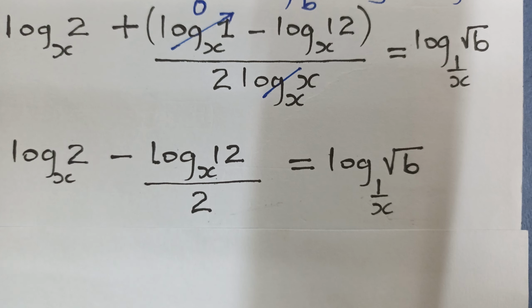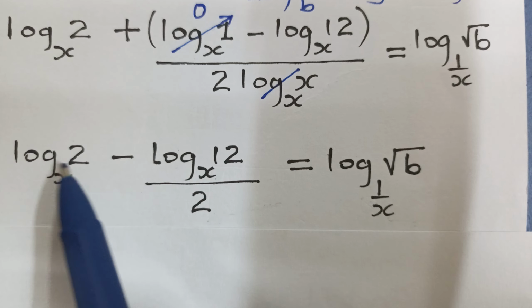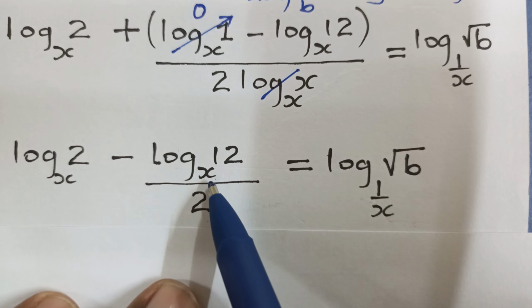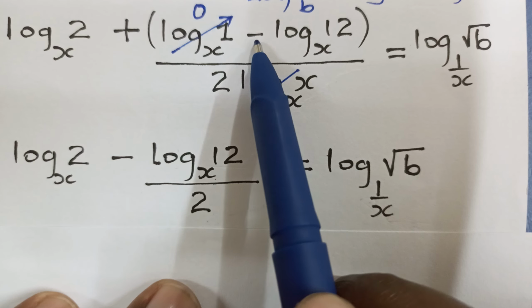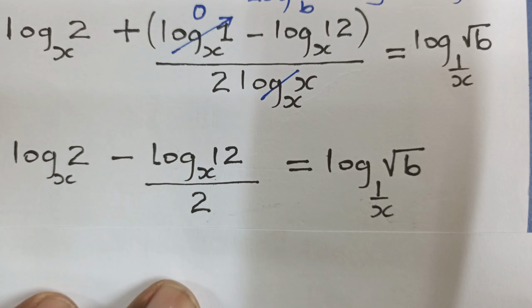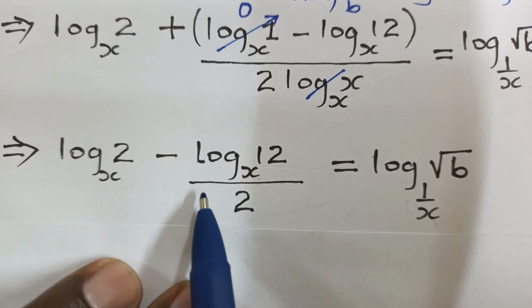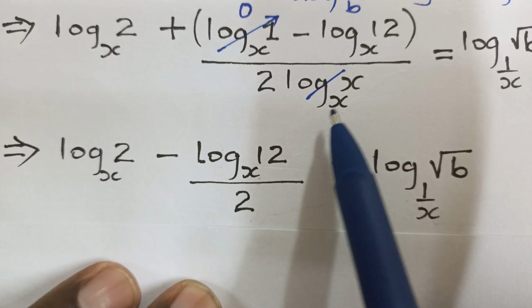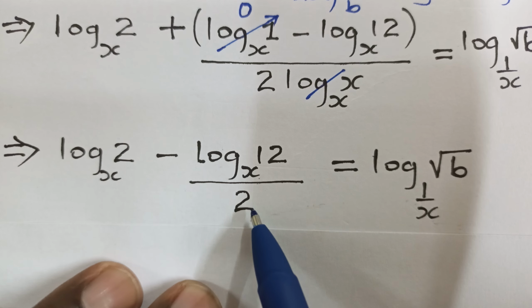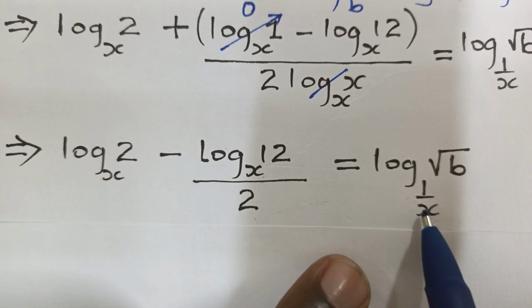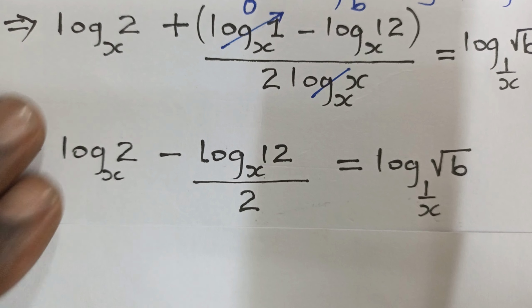And here is the next step. We have log 2 to base x minus log 12 to base x. As you can see, we have a negative right here. And then this is all over, as we had cancelled that, we are left with only 2. This is now equal to log square root b to base 1 all over x.